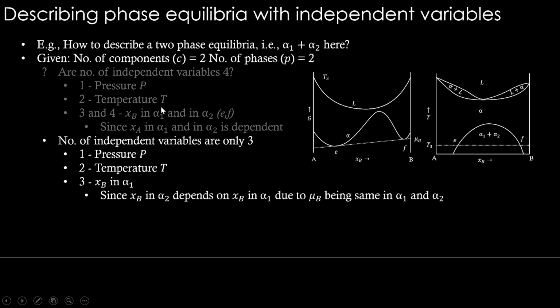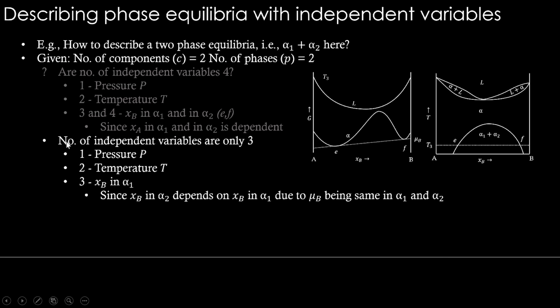These are independent. Then third and fourth variable are X of B, mole fraction of B in alpha 1 phase and in alpha 2 phase, the points E and F here. Okay. So this is how we feel like defining. XA we don't need to tell because XA depends on XB. XA in alpha 1 and XA in alpha 2 is dependent because it is just 1 minus XB. So this is what we think. Two composition variables, one pressure and one temperature are required to define this two phase equilibria alpha 1 plus alpha 2 in this two component system AB, right?